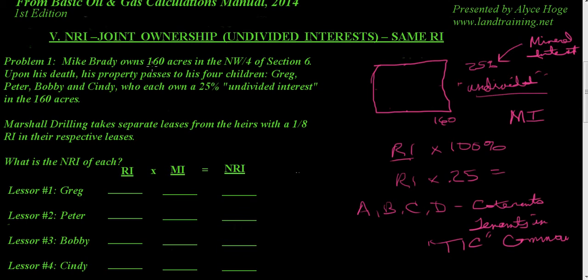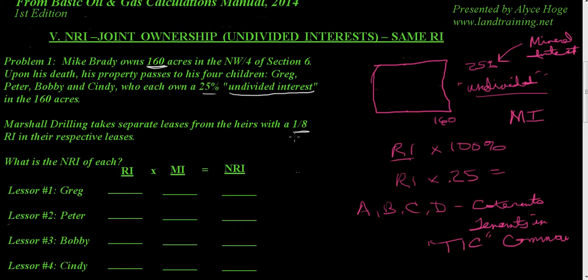Okay, so now let's look at the problem itself. It says Mike Brady owns 160 acres in the northwest quarter of Section 6. Upon his death, his property passes to his four children, Greg, Peter, Bobby, and Cindy, who each own a 25% undivided interest in the 160 acres. Marshall Drilling takes separate leases from the heirs with a 1/8 royalty in their respective leases. So they're all taking separate leases, but what they negotiate in each of their leases is a 1/8 royalty. We'll do it this way in problem 5, where they have the same royalty interest, and then when we get to 6, we'll switch it where they have different royalty interests.